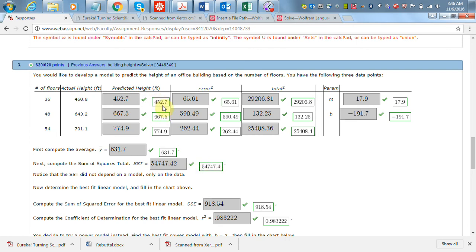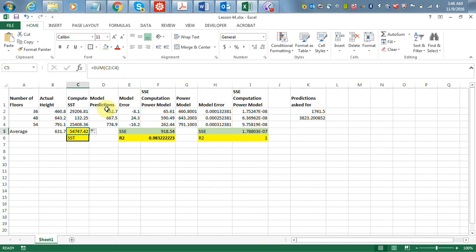And notice that all this other data is going to get filled in as well. So the next step is to do the model, find the equation of the best fit line.